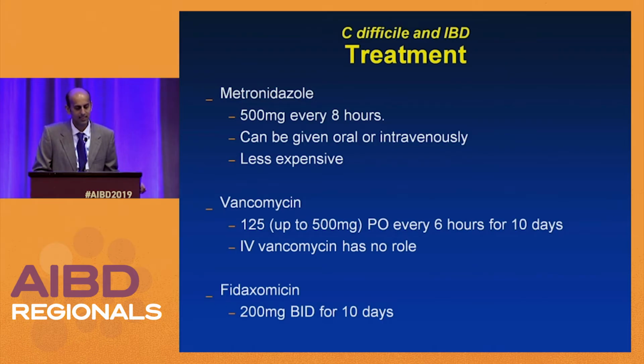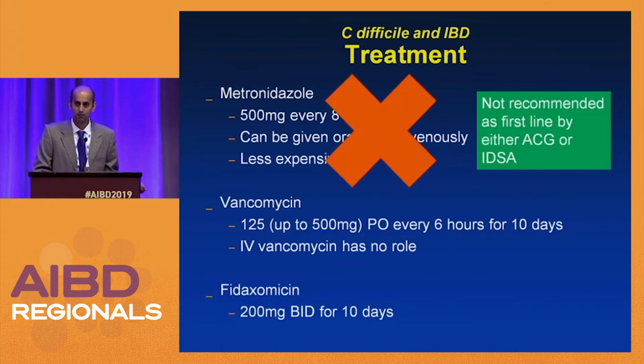The treatment for C. diff had traditionally been metronidazole 500 milligrams every 8 hours. I'm going to put a big red X over that because we are not using this anymore. Neither the ACG guidelines nor the IDSA guidelines recommend metronidazole for first-line treatment of C. diff infection, so we should not be using this in our patients with IBD.